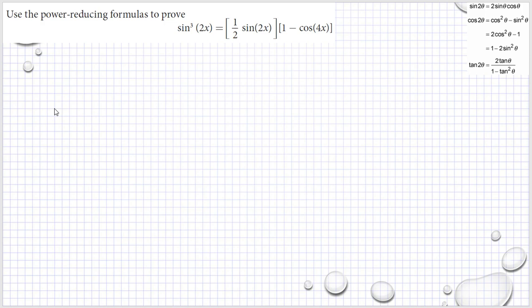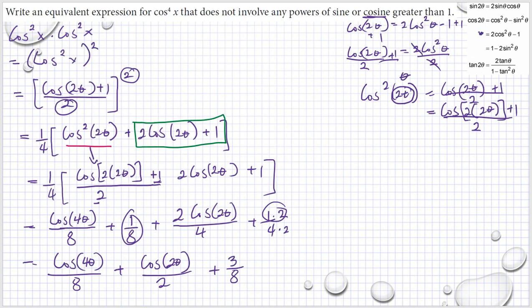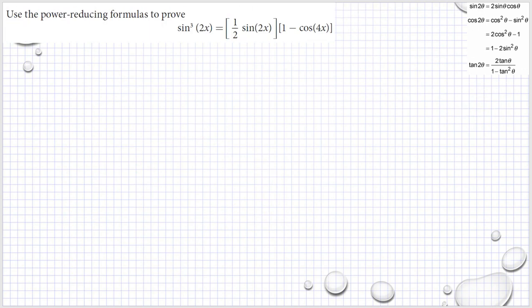Let's continue. Use the power reducing formulas to prove. It's almost similar to my previous example. Okay, so we need to prove that sine cubed 2x is equal to 1/2 sine 2x multiplied by 1 minus cosine 4x.